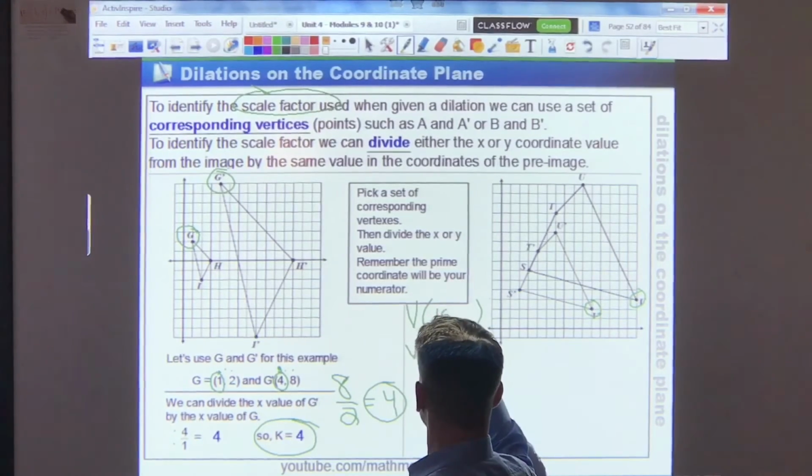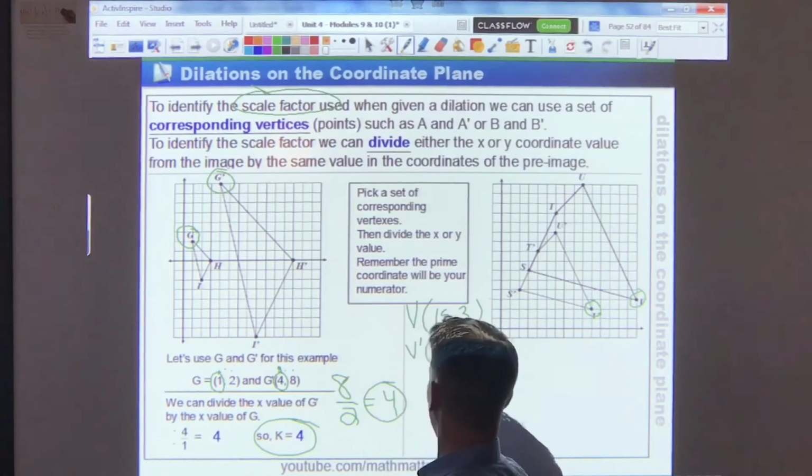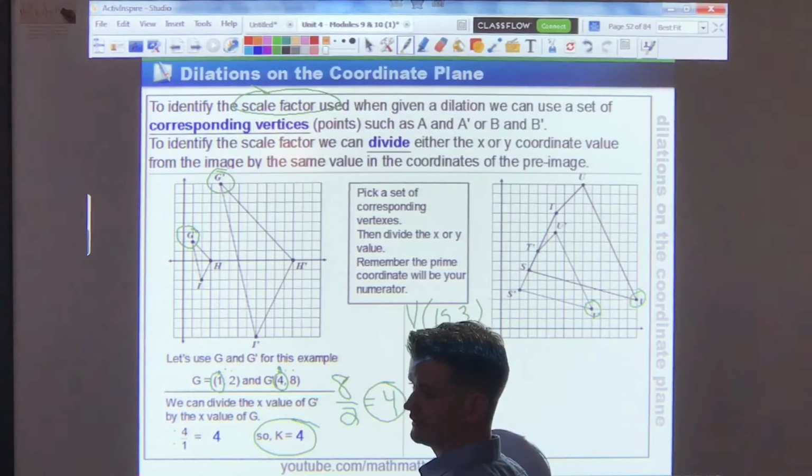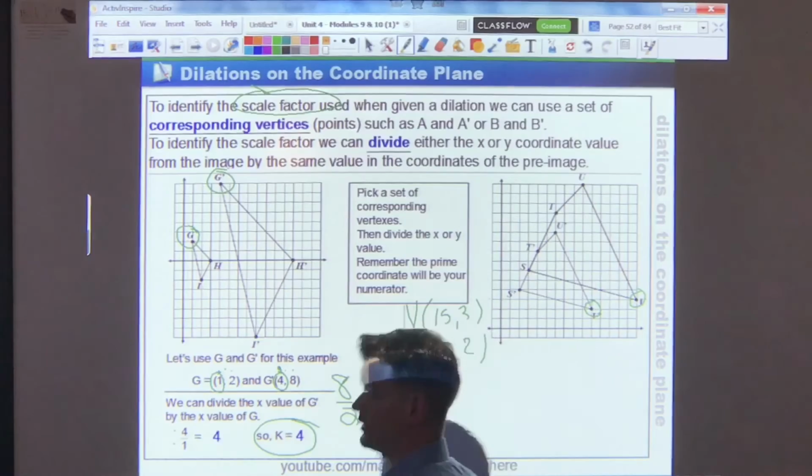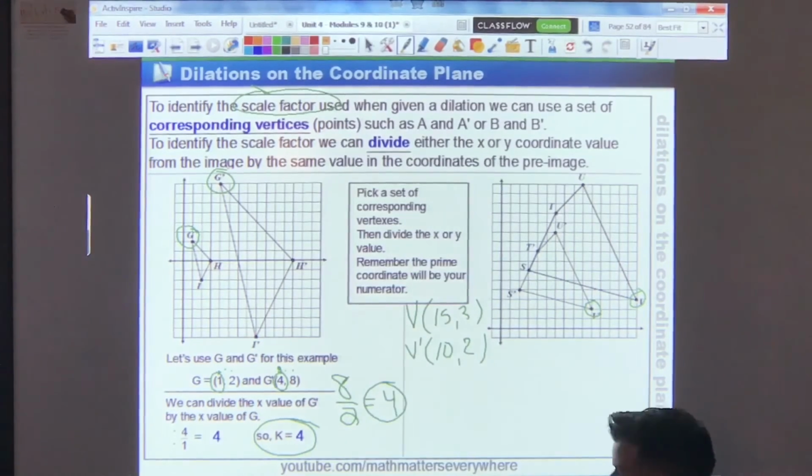Comma, and I'll help you out. I'll give you the coordinates for V prime. V prime is 10 comma 2. Perfect. So now that we have that, I'm going to leave Deborah for a second.